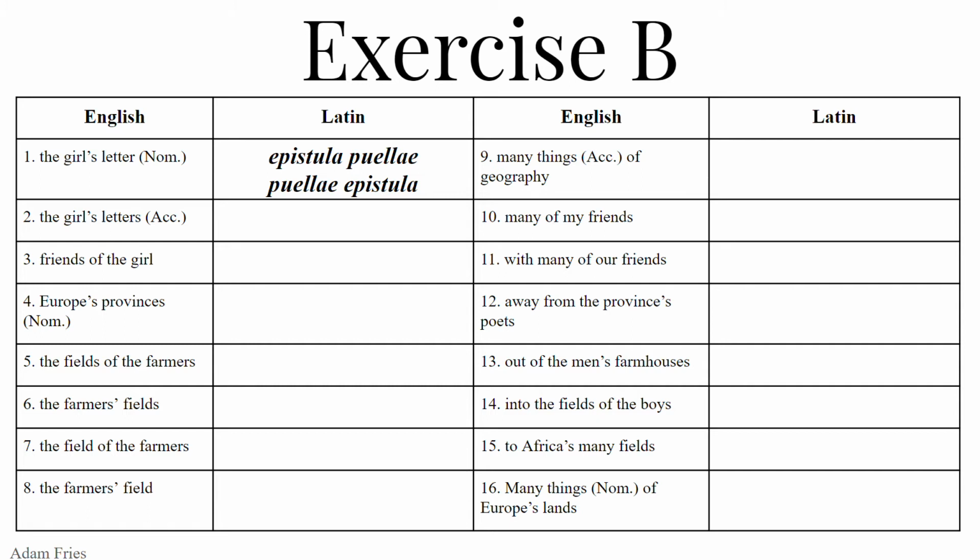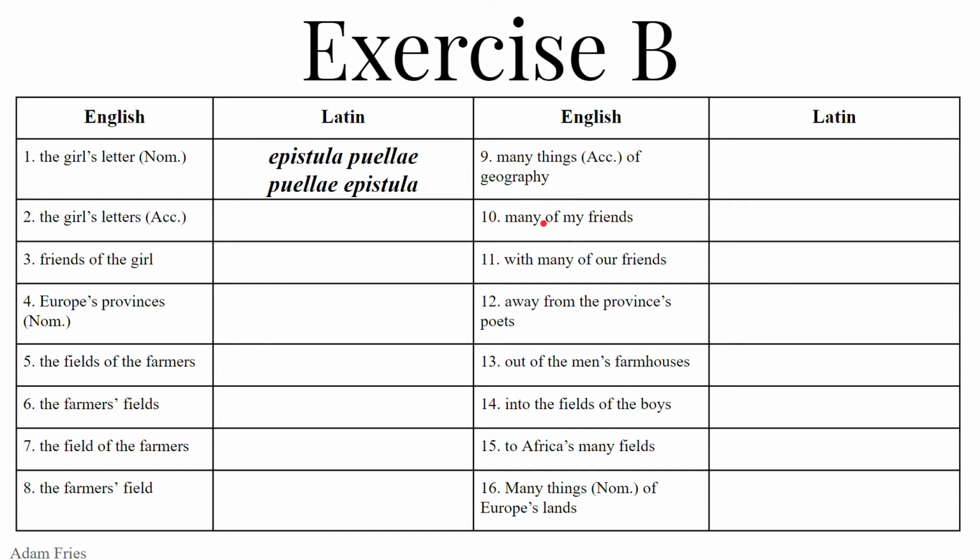Number ten, many of my friends. All right, be careful here. English does this thing where sometimes we put an of after an adjective, usually with adjectives of quantity showing number. So all of my friends, many of my friends, a few of my friends. That of is just there kind of for flavor. You're not going to put that of there in Latin. So don't put something like multi and then the genitive of my friends. This equals my many friends. Many of my friends equals my many friends. So this is all going to be nominative and plural.